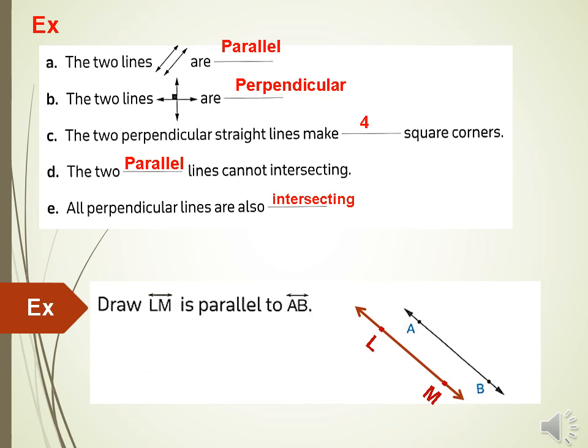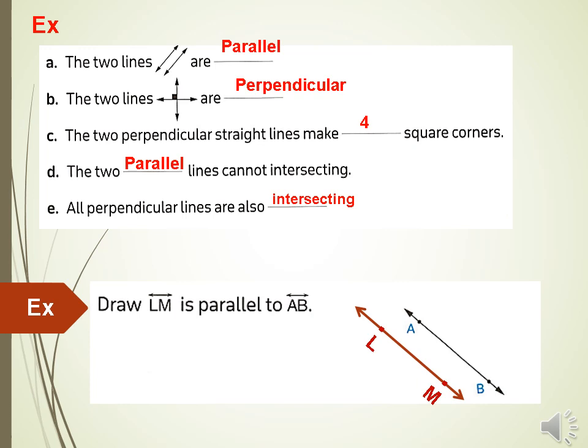Letter D. The two parallel lines can't intersect. Letter E. The perpendicular lines are also intersecting at a point.